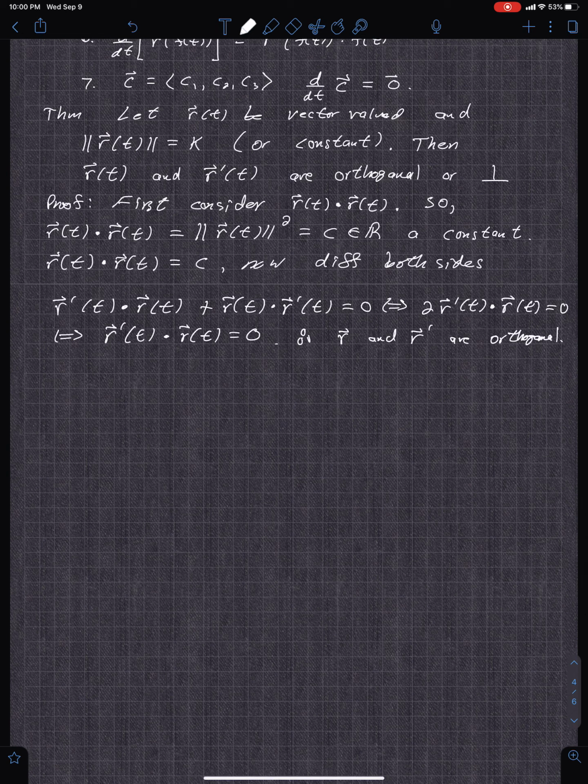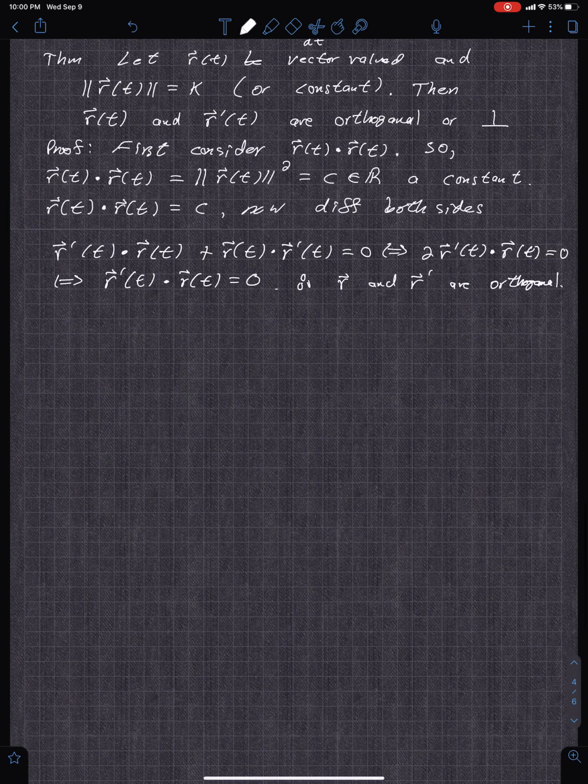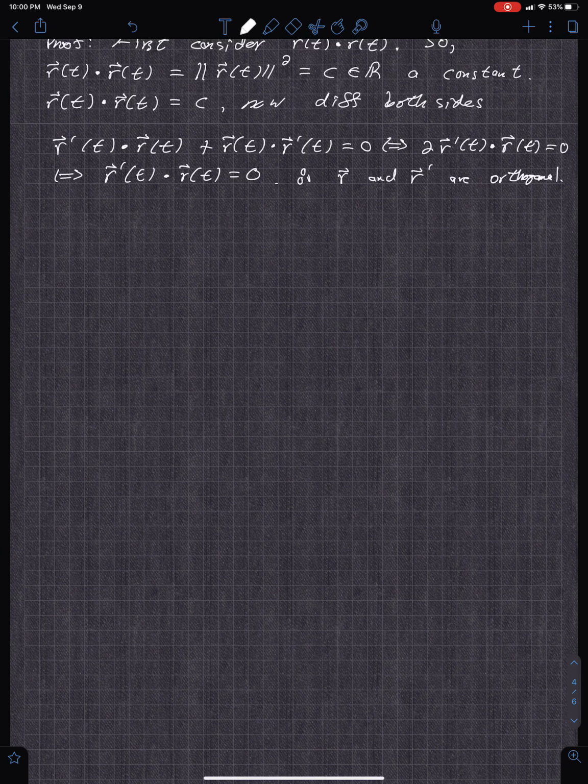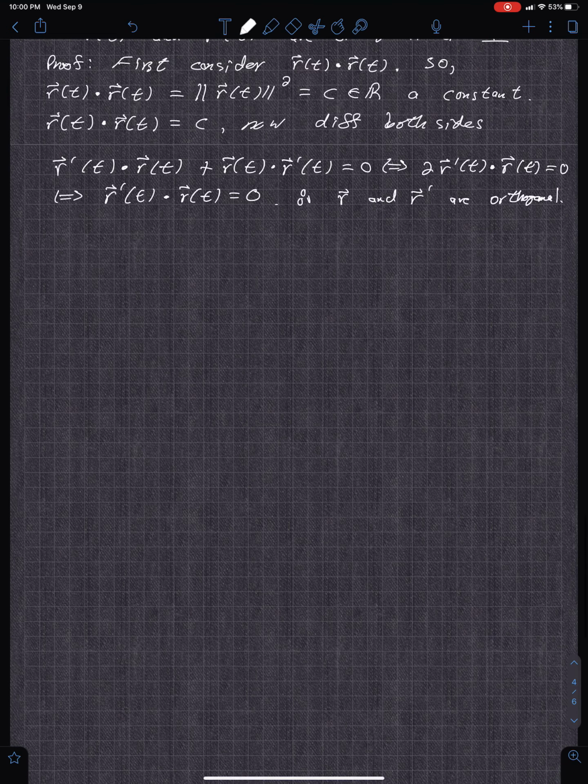Okay, so the next thing is really just defining this to be a particle. So this is on motion of a particle.